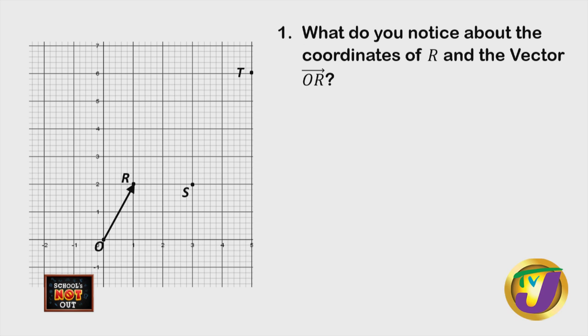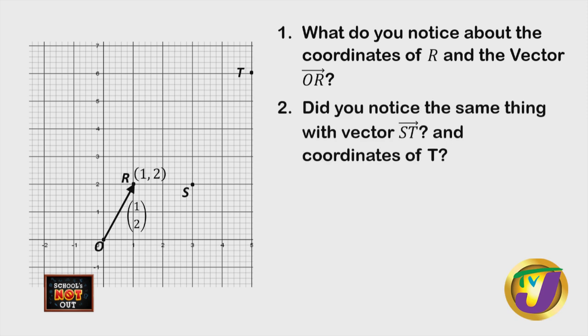So we have R at (1, 2), and the vector OR also (1, 2). Interesting. They are the same.